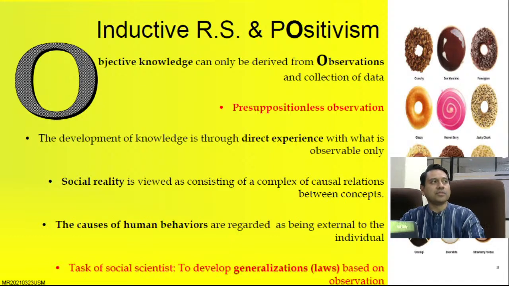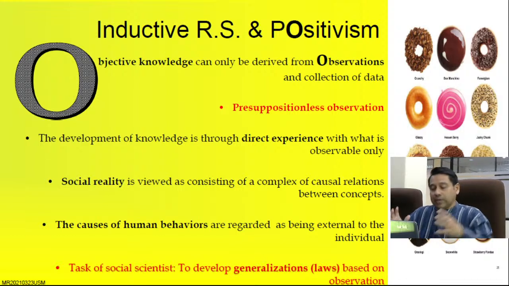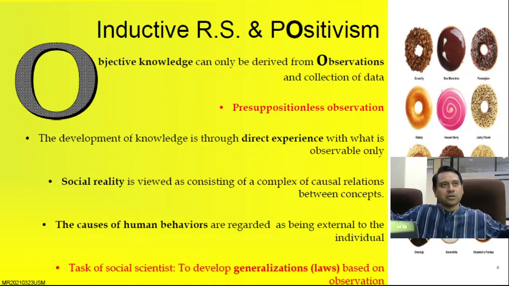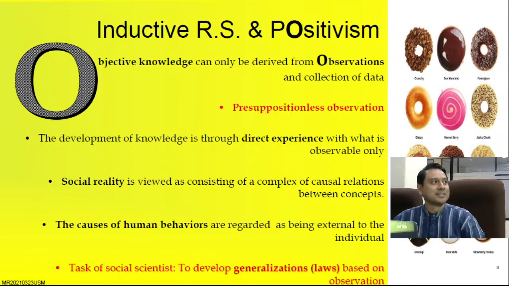Next, social reality is viewed as consisting of a complex of causal relations between concepts. So we can understand social reality when we collect all these concepts. There's chocolate, there's brown donut, and there's this thing like nut, right? There was a pink color donut, right? And pink is associated with strawberry, brown is associated with chocolate, and white is associated with almond. So eventually we can develop a relationship between concepts, the color and the taste, and eventually we have a theory of donuts, right?